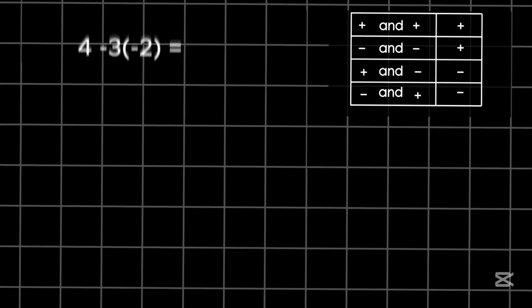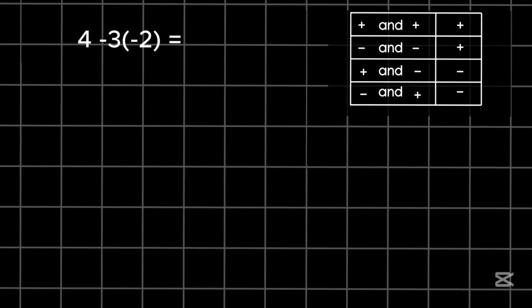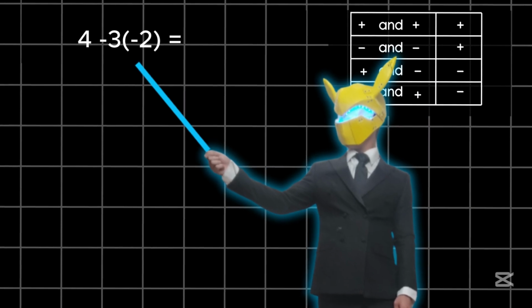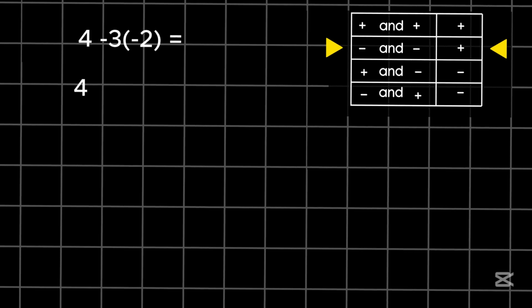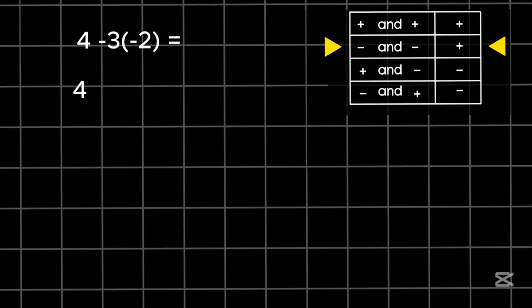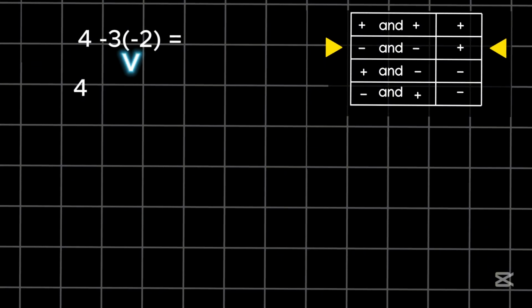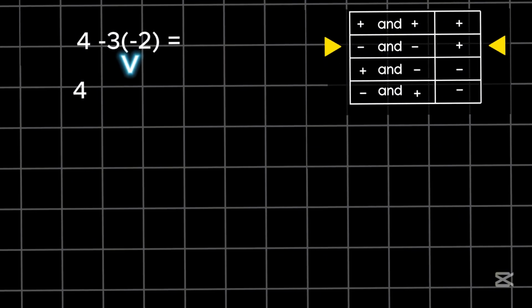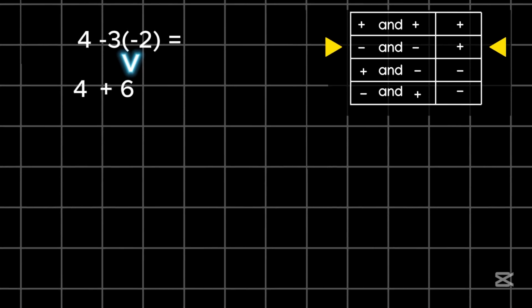Even this, 4 minus 3, brackets minus 2 inside the brackets. So BODMAS, first do the multiplication. Let's write the 4 out. But we have a minus 3 times a minus 2. That is a negative number times a negative number, so our answer should be a positive number. If we multiply this negative 3 and this negative 2, we should get a positive 6.